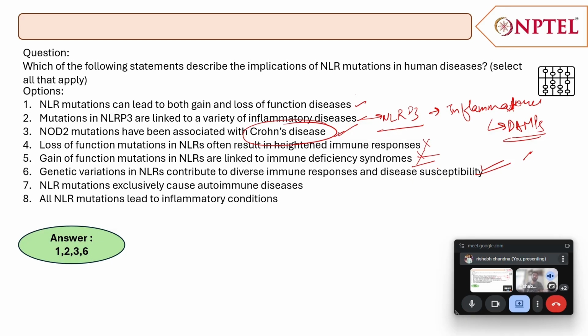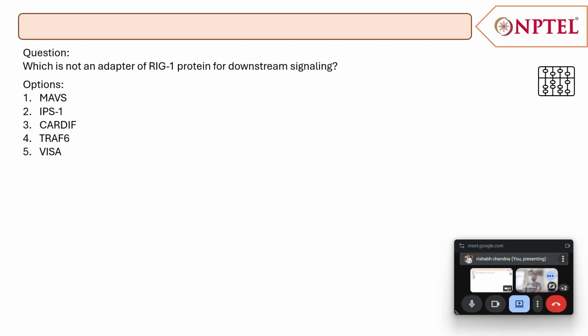Then NLR mutations exclusively called autoimmune diseases? No. Then all NLR mutation lead to inflammatory conditions? No. Okay, so this is also false. So the correct answers are 1, 2, 3, and 6. Okay, so let's move on to the next question. Which is not an adapter of our RIG1 protein for downstream signaling? So what can be the correct answer?